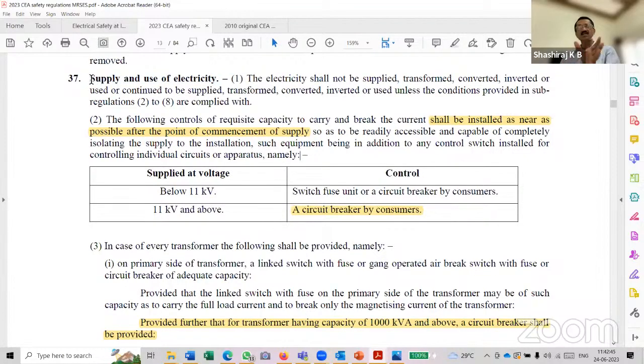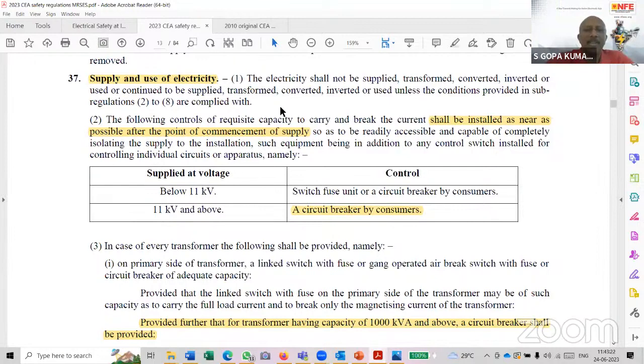No. See, that's precisely what I was trying to tell. Regulation 37 speaks generally of all the installations when it comes to supply by the supplier to a consumer. And 37.2 specifically speaks of consumer protection because it is at the point of commencement of supply, and that definition, point of commencement of supply, applies only to the consumer. Yes. So 37.2 refers exclusively to the consumer, but 37.3 does apply to the DISCOMs as well.